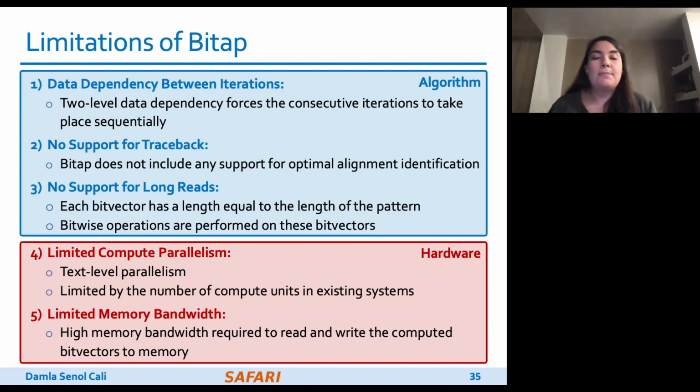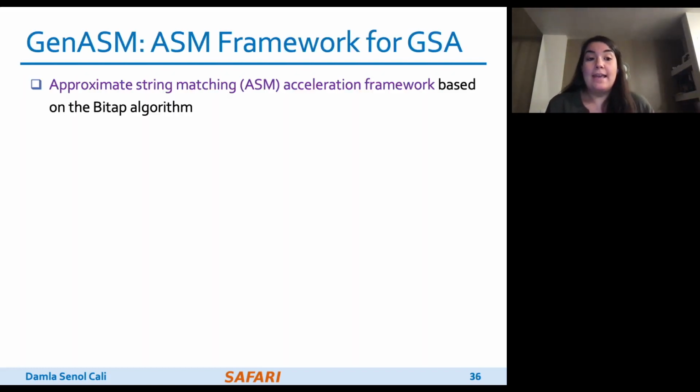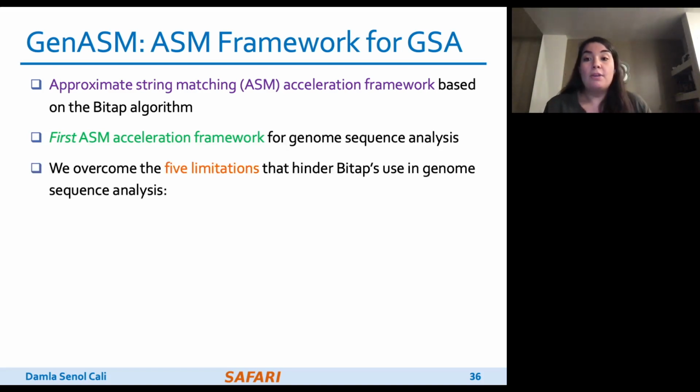And in order to overcome these limitations and design an efficient accelerator, we find that we need to both modify and extend the BitAP algorithm, and on top of that, develop specialized hardware that can exploit the new opportunities that our algorithmic modifications provide. So to this end, we propose GenASM, an ASM acceleration framework for genome sequence analysis. To our knowledge, GenASM is the first ASM acceleration framework for genome sequence analysis, and it is also the first that enhances and accelerates BitAP. And we make significant modifications to BitAP in order to overcome those 5 limitations I just explained.